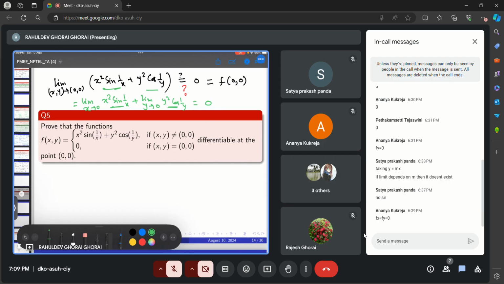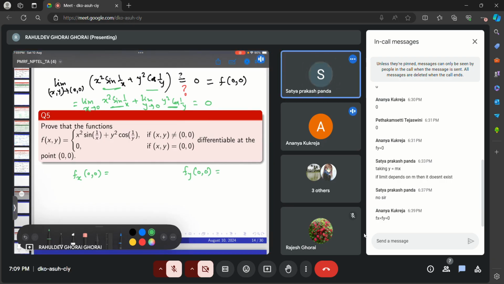So what will be fx at (0,0)? What will be fy at (0,0)? These are very easy to check. Try, please tell me. Sir, 0. Why 0? Why 0? Tell one by one. First one tell, and then another person. Okay, what will be fx at (0,0)?